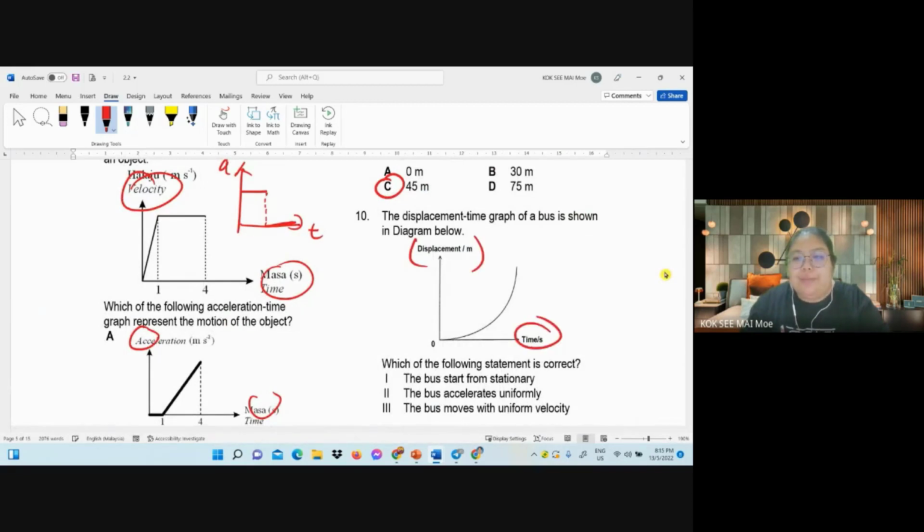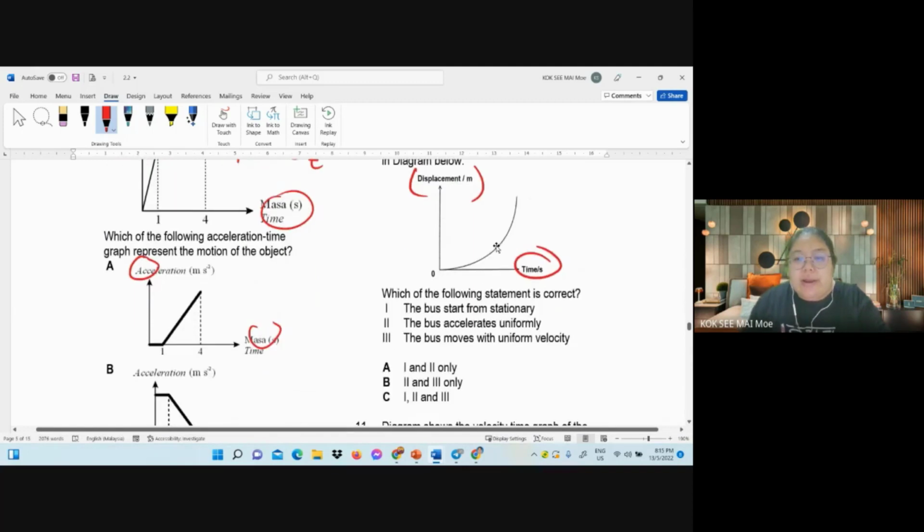Displacement time. Okay, now which of the following statements is correct? Okay, the bar starts from stationary. So does it start from 0? Start from 0, so we say it's a stationary start. Okay, so the bar accelerates uniformly. Okay, we go to check.